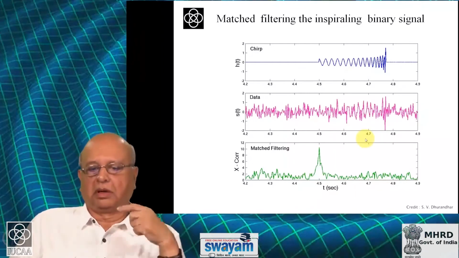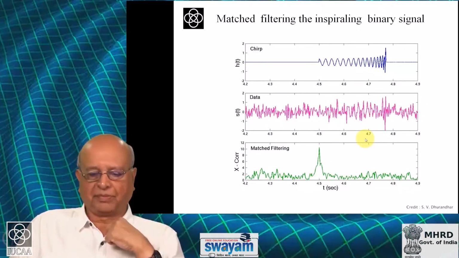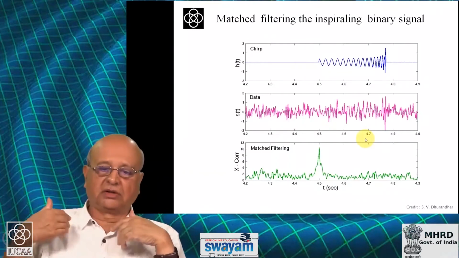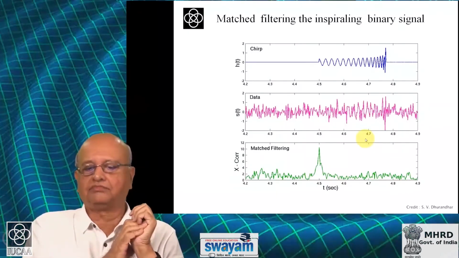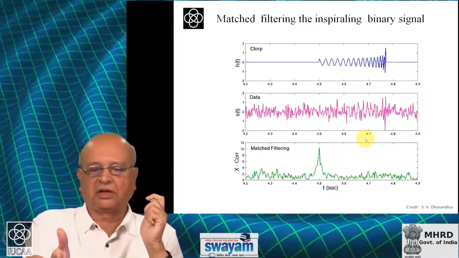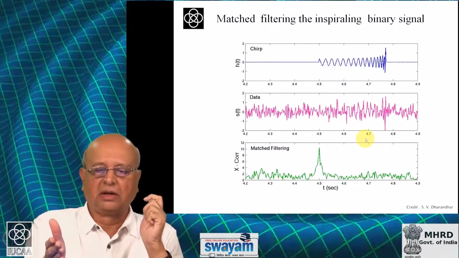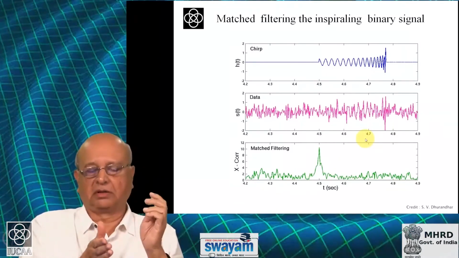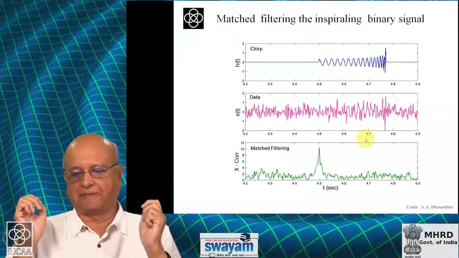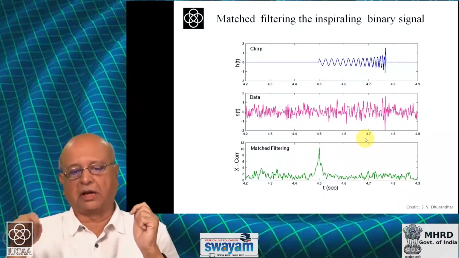So, the top part of the figure shows the signal which is there. Of course, the signal is coming all the time, but here it shows where the signal starts. So, the signal starting point is the point where the signal enters into the bandwidth of the detector. So, that is the point where it starts. That is what is called the time of arrival.